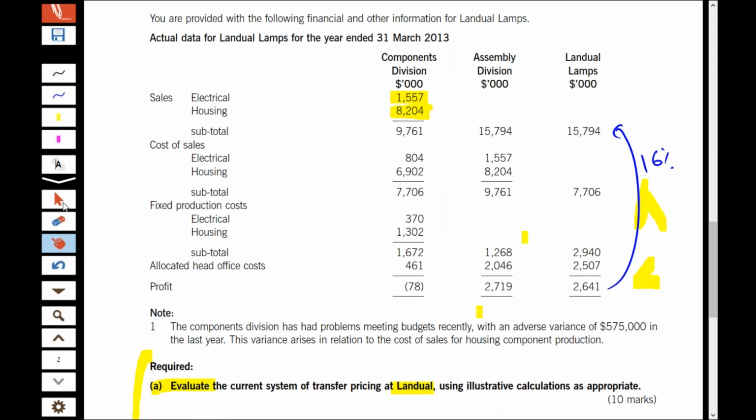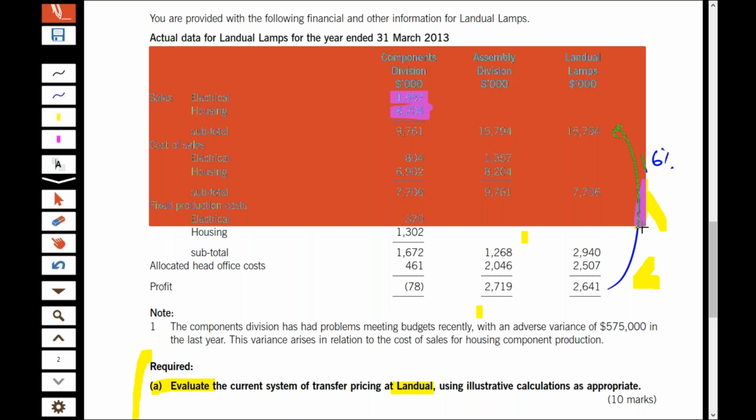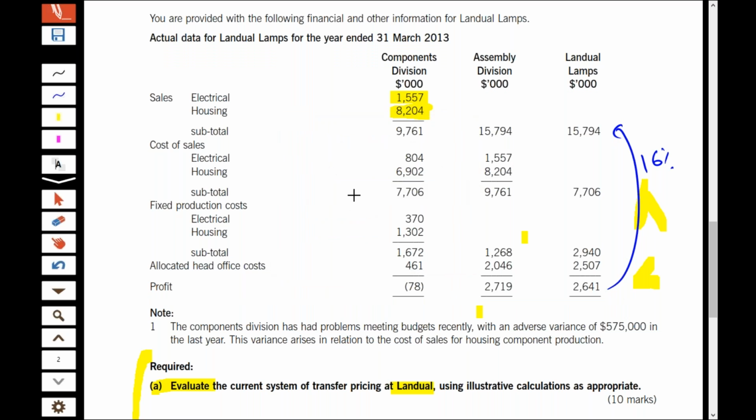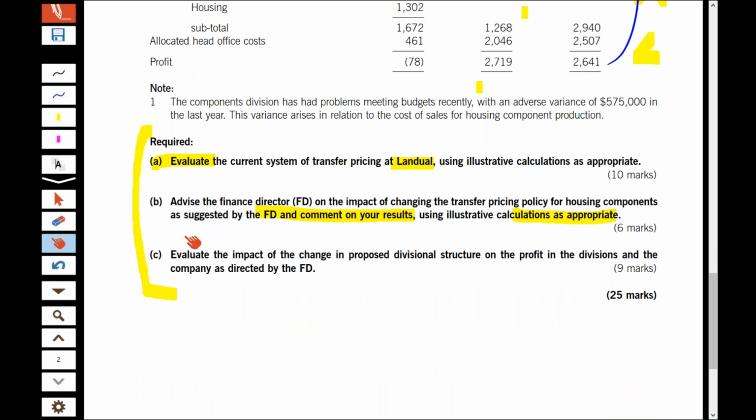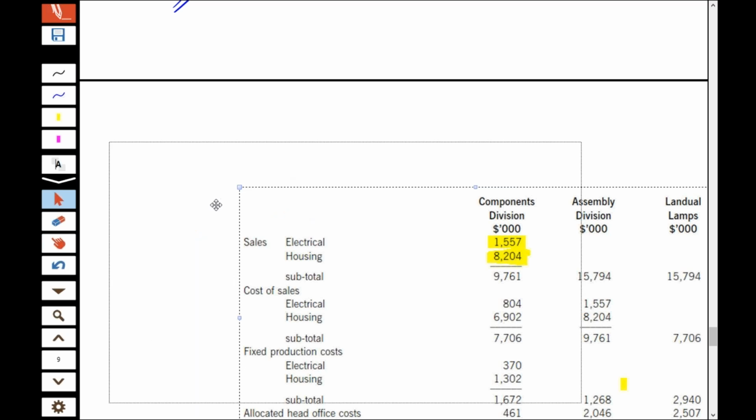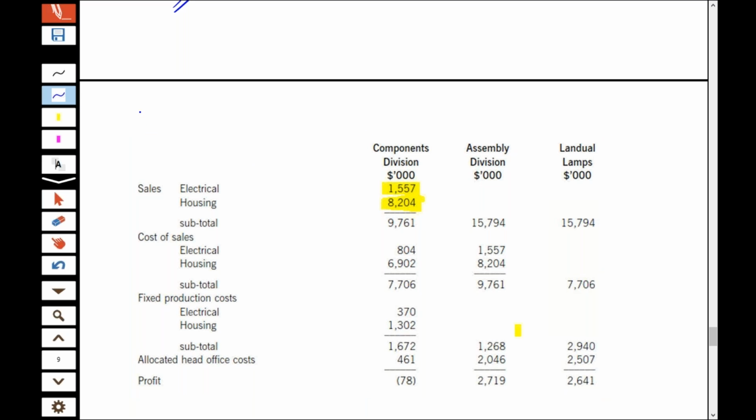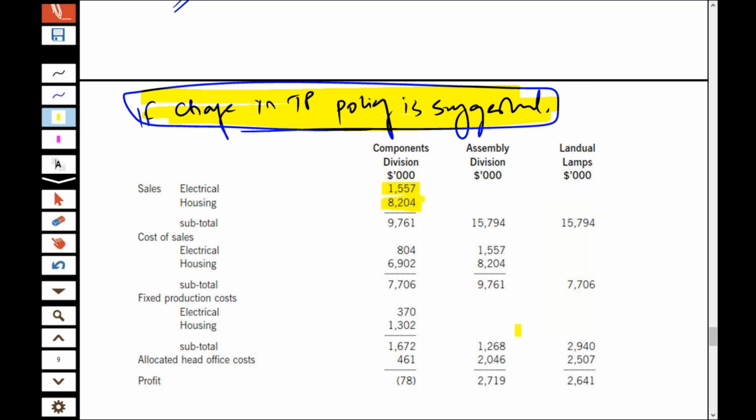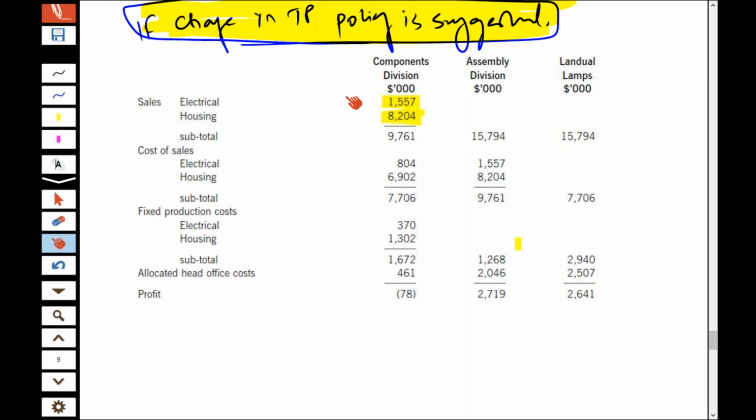So what is actually going to happen? Now what you could do is say, if a change in the transfer pricing policy is suggested, how exactly are things going to move? Now let's see. The electrical is going to be the way it is. The sales of the housing division is going to be based on the variable cost, which is 6902.